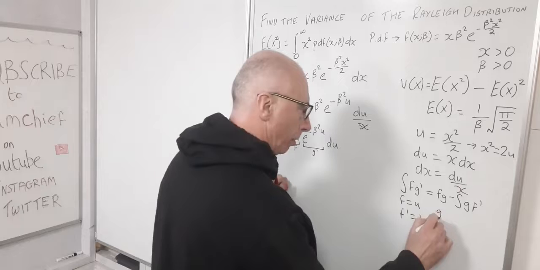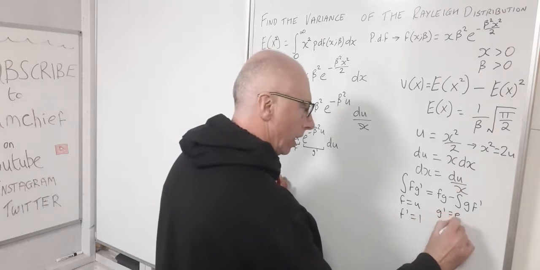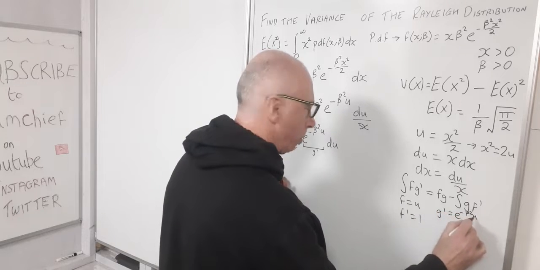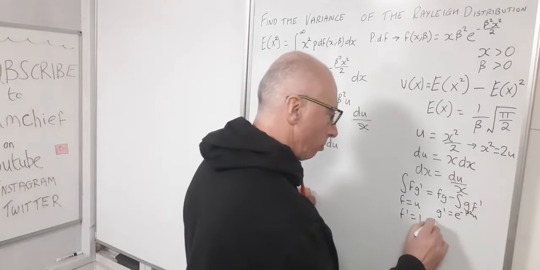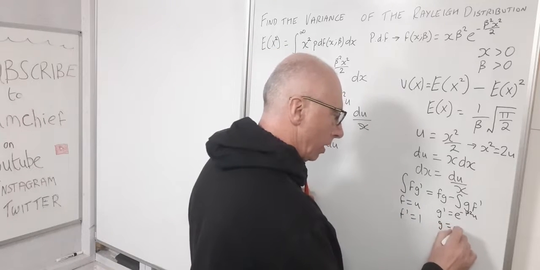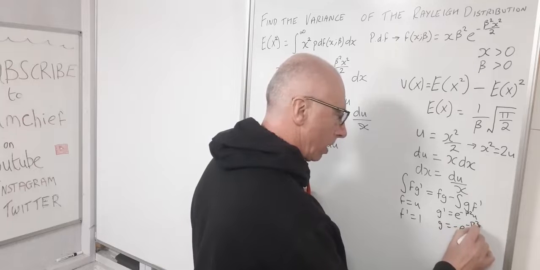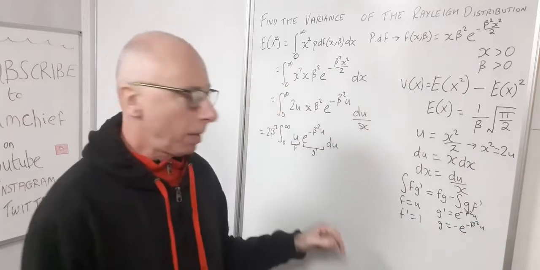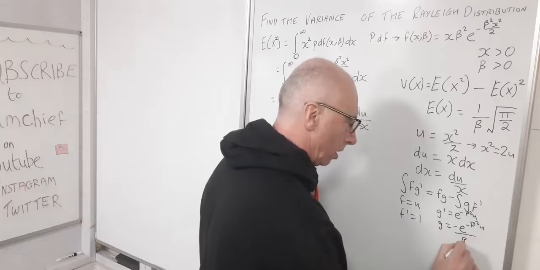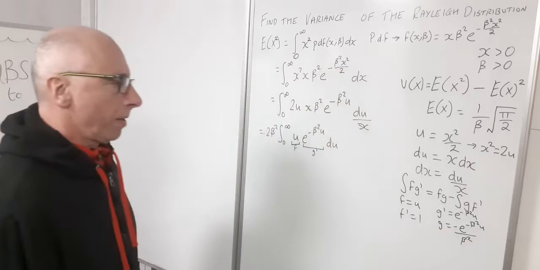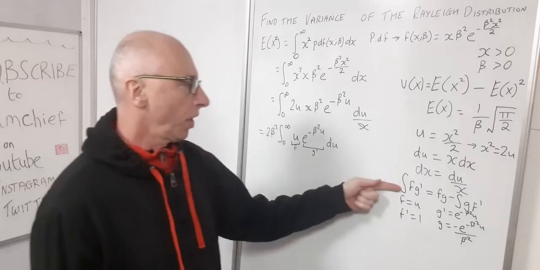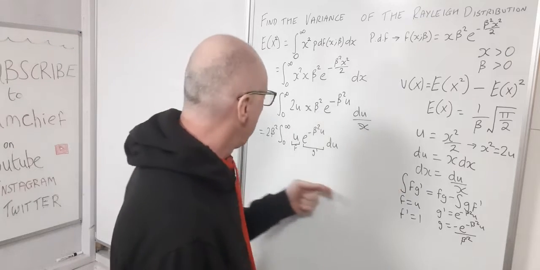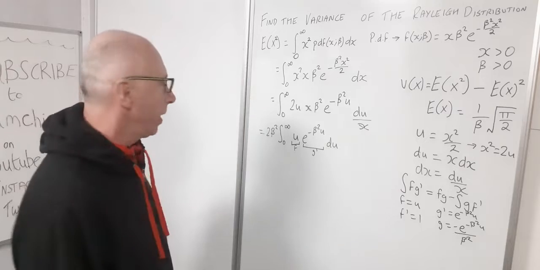So now g prime equals e to the minus beta squared u. So therefore g, take the integral of that, that's going to be minus e to the minus beta squared u, and then divide by beta squared. Okay, that takes care of that. So now let's follow this integration by parts formula and just go on this line here.